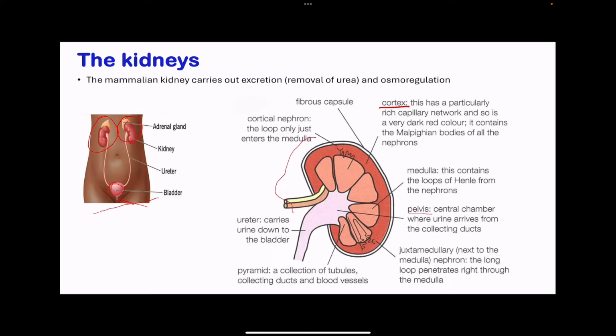We have the juxtamedullary nephron, which has a longer loop of Henle, and we can see it penetrates all the way throughout the whole medulla. On the other side, we have the cortical nephron that has a shorter part of the loop in the medulla. We have the pyramid, where we see a collection of tubules as well as collecting ducts and blood vessels. Like I said already, the ureter carries the urine from the kidney down into the bladder.